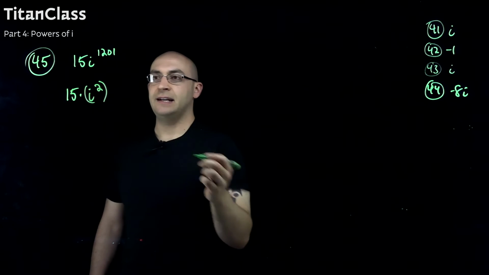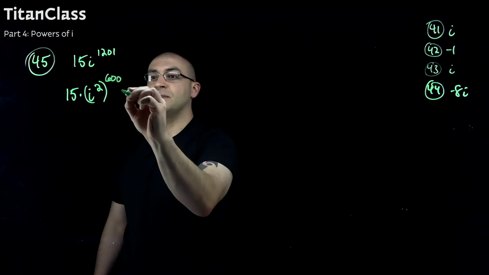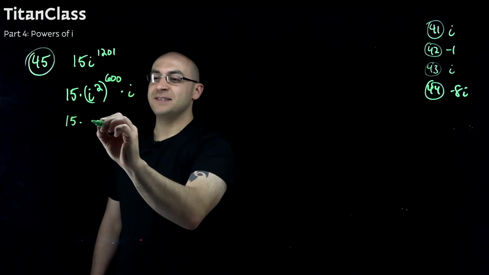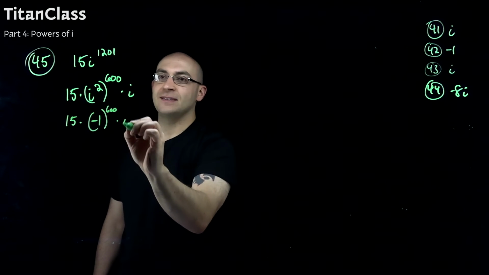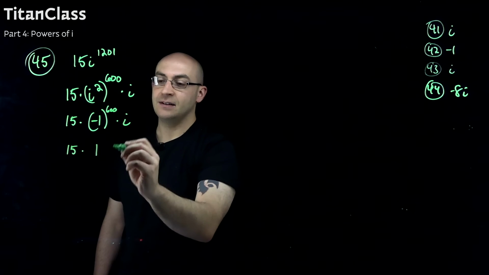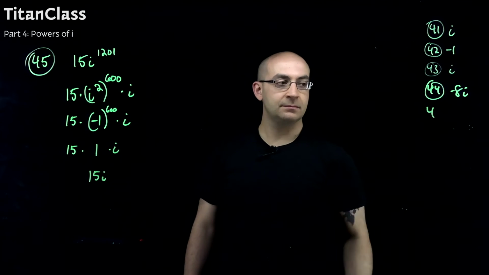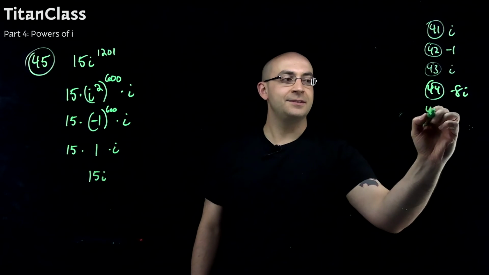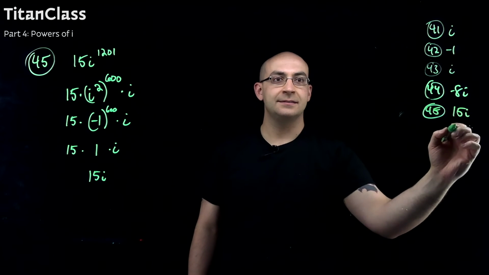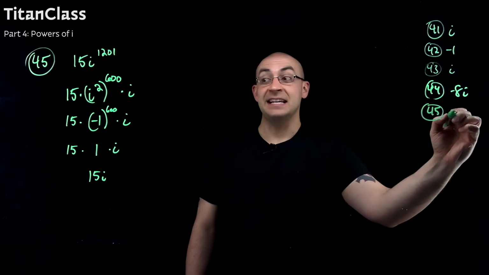i squared. All right, now 1200 divided by 2 is 600. But I have to account for that other i. This is ridiculous, man. 15 times -1, keep it in parentheses, to the 600th power times i. 15 times 1, because it's even, times i is 15i. Ridiculous. Totally ridiculous. 45 is 15i. I really messed this whole thing up. I'm getting tired probably. 45 is 15i.